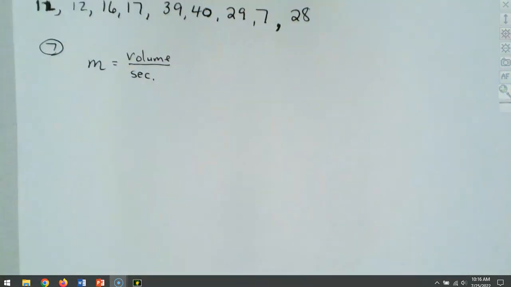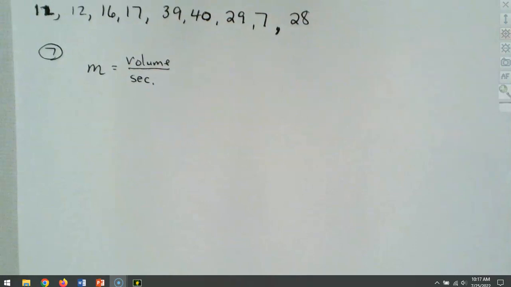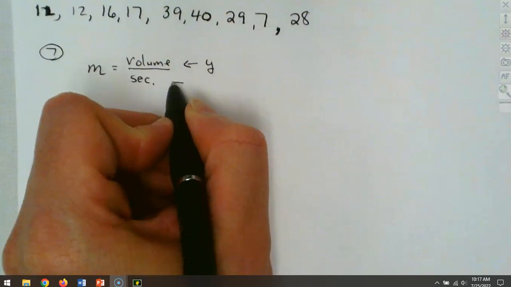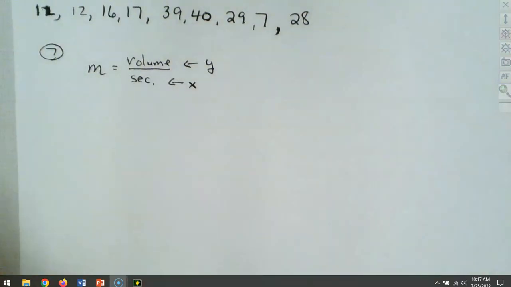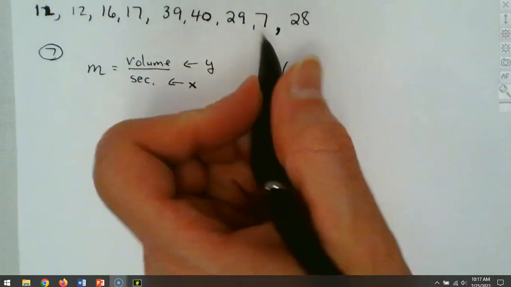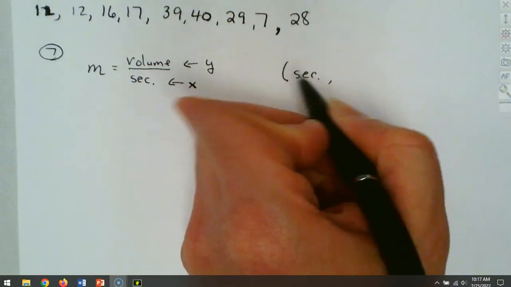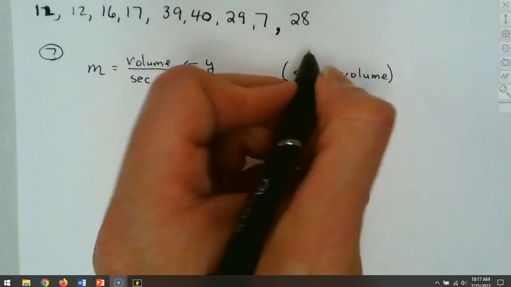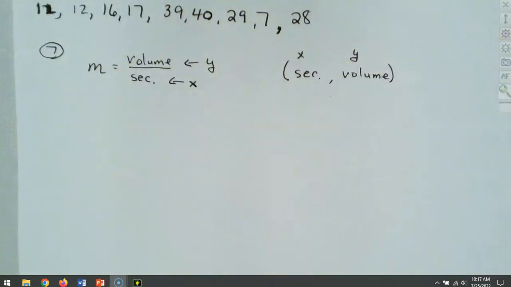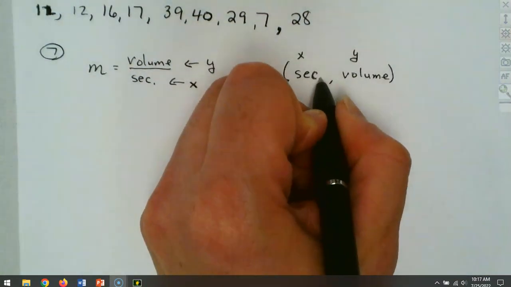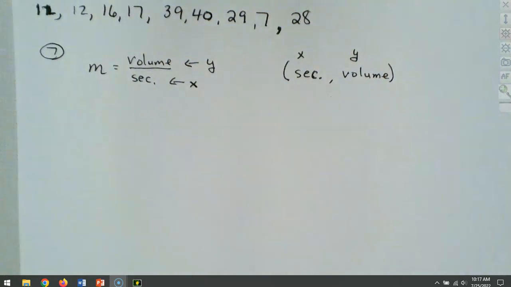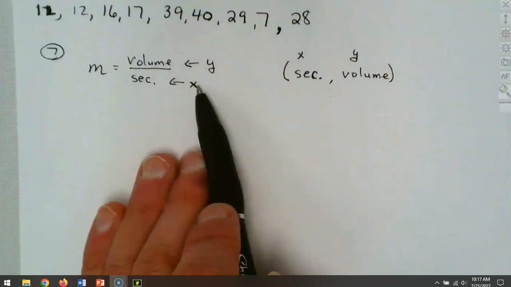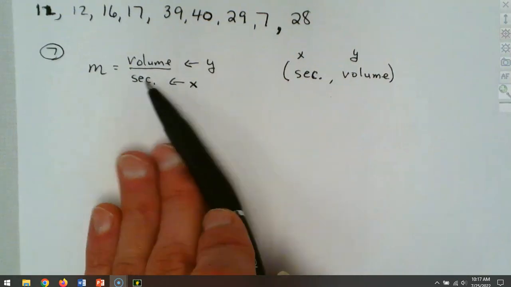Now, when we look at this, a volume per second, this is our slope. And our slope, remember, is always y on the top, x in the denominator. So when we create our ordered pairs, our x is going to be the seconds, y is going to be the volume, because there's x and y there. So we want to make sure we match them up correctly. So x is going to be the number of seconds, y is going to be the volume. And y is on the top, so that goes with the volume, because volume's on the top. X is down below in our slope formula, so that goes down below.